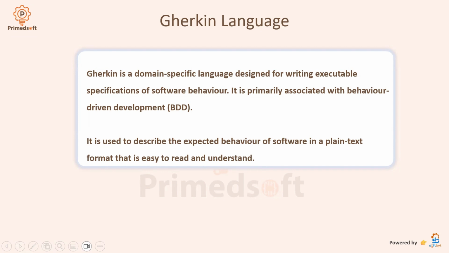Gherkin is a domain-specific language designed for writing executable specifications of software behavior. It is primarily associated with behavior-driven development, BDD, and is used to describe the expected behavior of software in plain text format that is easy to read and understand. Gherkin serves as a bridge between technical and non-technical stakeholders. It allows them to collaborate on defining and understanding the functionality of a software system.